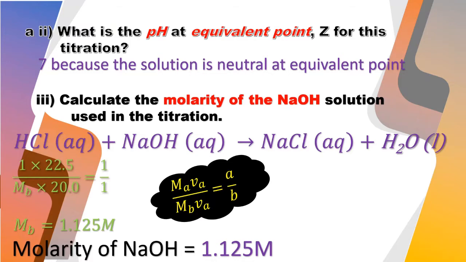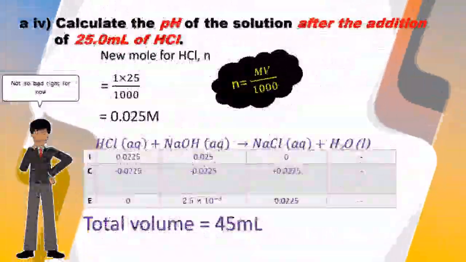Okay, step 1, we have to write down the equation with the correct state and make sure the arrows and the elements are all correct. Next we need to know what formula to be used. In this case, it should be MAVA over A equals MBVB over B. Then we replace the values into the formula and we get that MB, which is the molarity of the NaOH solution, is 1.125 mole. Do not forget the unit, guys. So moving on to the next question.